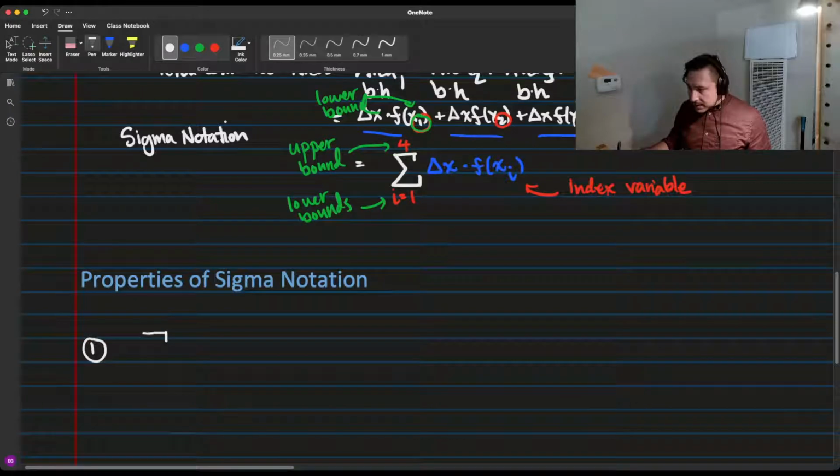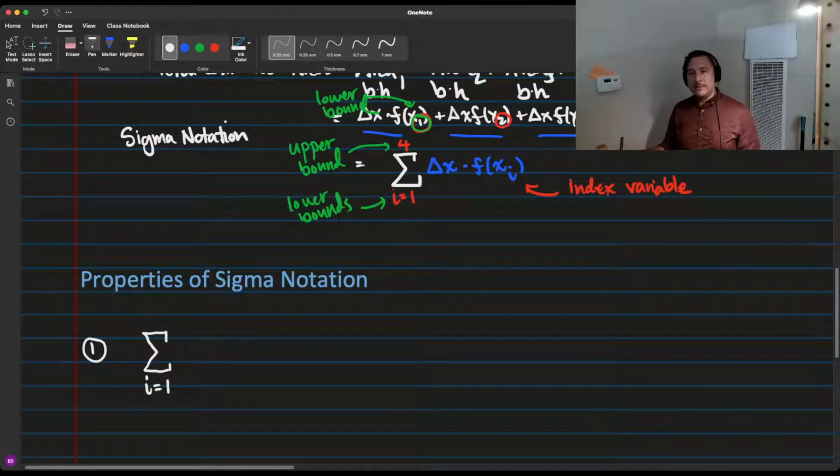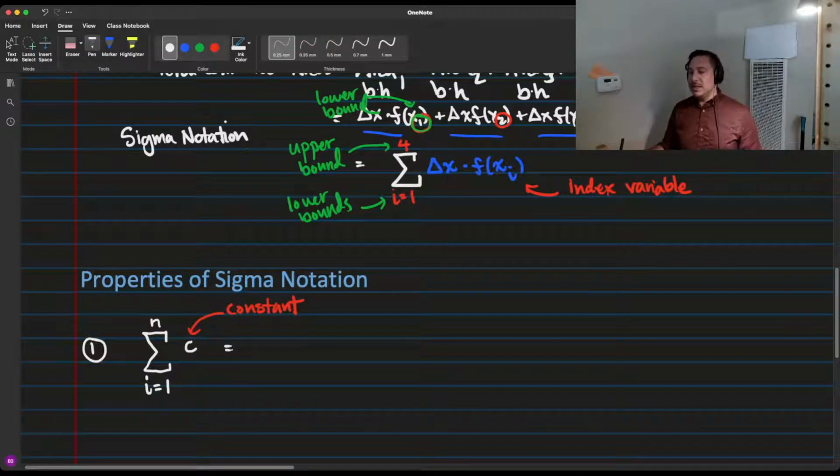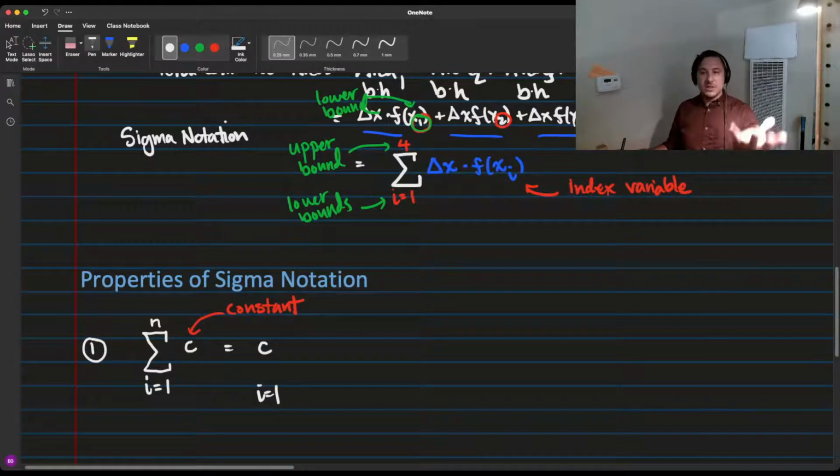Let's say you have a sigma notation. Your index variable will be i, and i is going to start at 1 and it will end at some number n. And the only thing in your formula is a constant c. So what is this telling you to do? It's telling you to take your formula and plug in i equals 1, but notice there's no i to plug in anywhere, so you just get c.